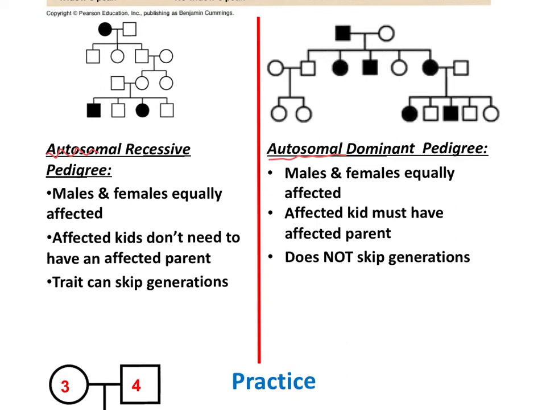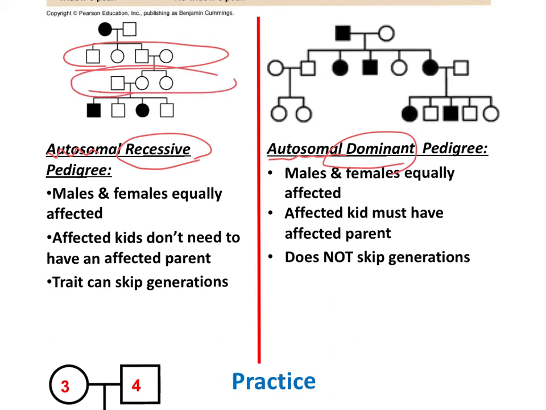This particular slide identifies how to help you figure out if a trait is recessive or if a trait is dominant. If a trait is recessive, then I might have entire generations where I do not see the trait. So males and females are equally affected. That's the definition of autosomal. If I see entire generations without the trait, then I know that it's a recessive trait.